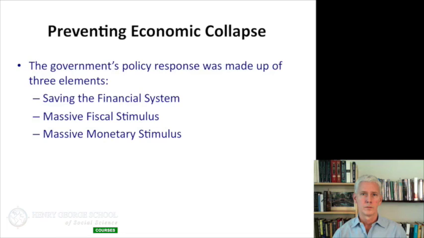Once that's understood, it's possible to anticipate what the government will do next. And that's important, particularly for investors, because government policy has now become the most important driver of asset prices. The government's policy response to the crisis was made up of three elements: saving the financial system, massive fiscal stimulus, and massive monetary stimulus.